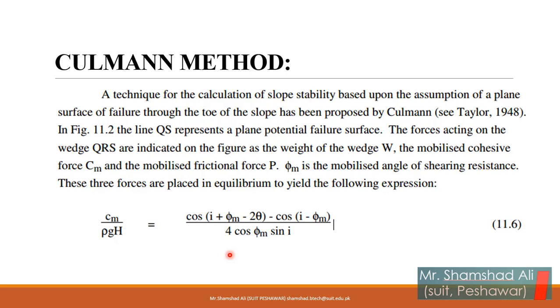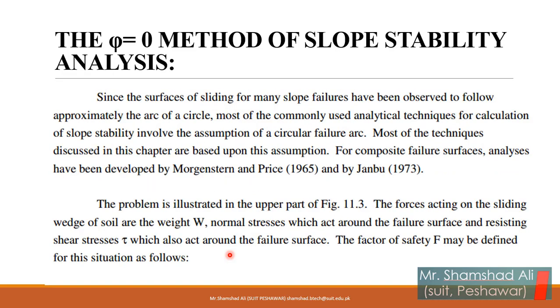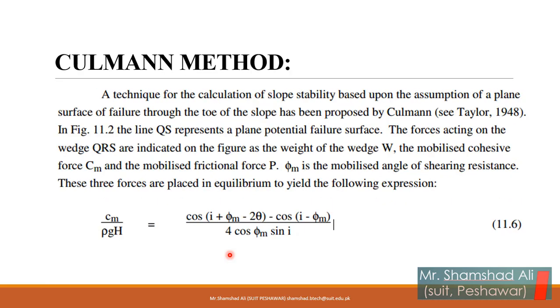Taylor, 1948, in figure 11.2. The line QS represents a plane potential failure surface. The forces acting on the wedge QRS are indicated on the figure as the weight of the wedge W, the mobilized cohesive force C_m, and the mobilized frictional force P, with phi_m as the mobilized angle of shearing resistance. These three forces are placed in equilibrium to yield the following expression.